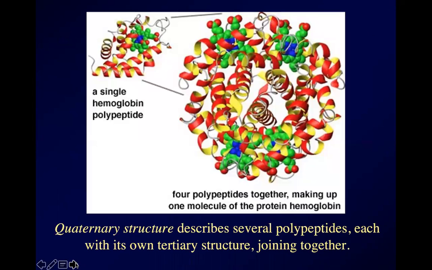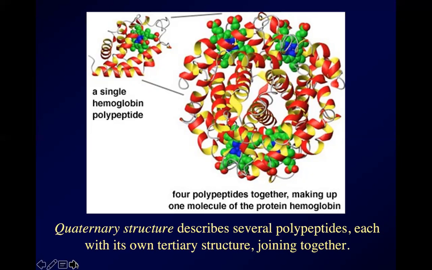And then finally, quaternary structure, you have several polypeptides. Each one of those has its own tertiary structure, and when they all join together, what we have is quaternary structure. So over there at the top left, that's a single chain of amino acids. You can see it's got a lot of helices in it. That's called globin or hemoglobin. But for hemoglobin to work, you have to take 4 of those and stick them together into a nice, neat, compact unit. And that is hemoglobin's quaternary structure.